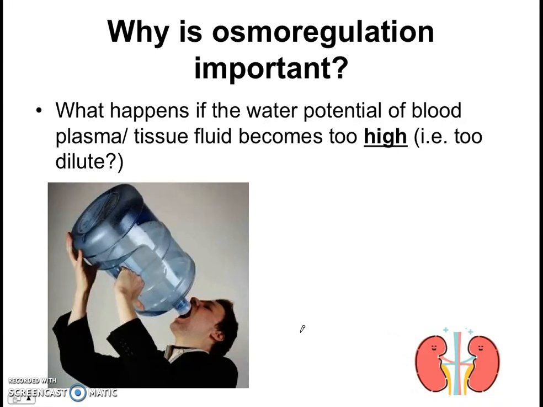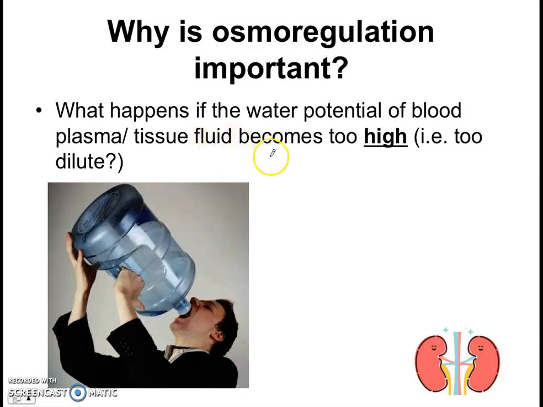So why is osmoregulation important? To answer this question, let's think about what happens if the water potential of your blood becomes too high. I put here blood plasma / tissue fluid. Why is that? Hopefully you can remember that in your capillaries, the tissue fluid is formed out of the plasma moving out of the capillaries. So the water potential of the blood plasma is also the water potential of the tissue fluid.